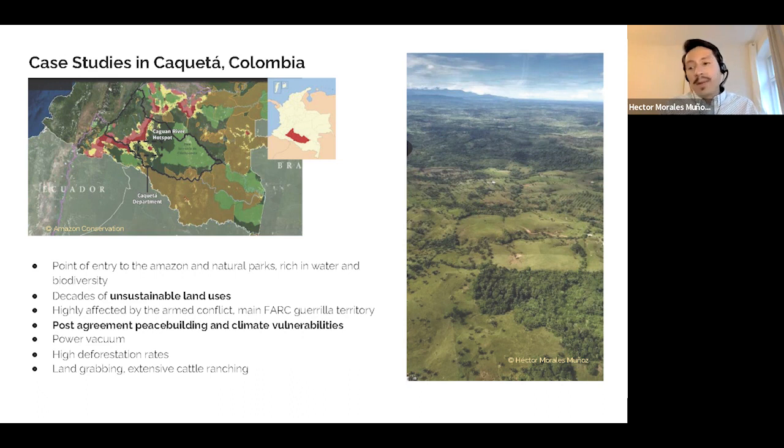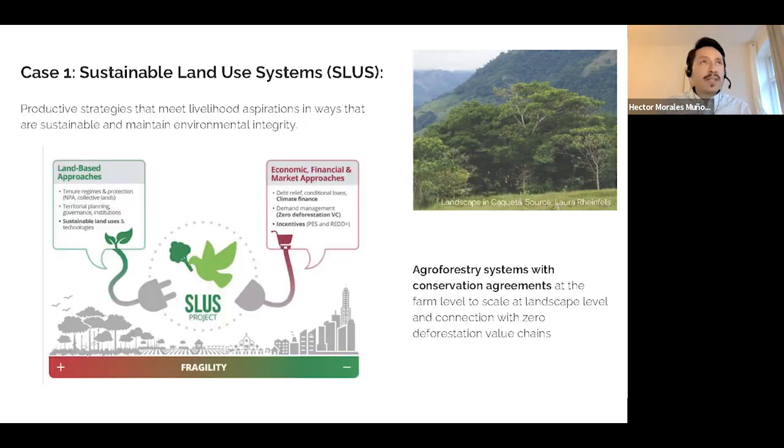So there have been many projects coming from international cooperation to stop deforestation and also to help the peace building process in the region. The first case is called Sustainable Land Use Systems, which is a climate mitigation strategy. So a land-based emissions reduction strategy, which consists of developing productive strategies that meet the livelihood aspirations of the farmers in ways that are sustainable and maintain environmental integrity.